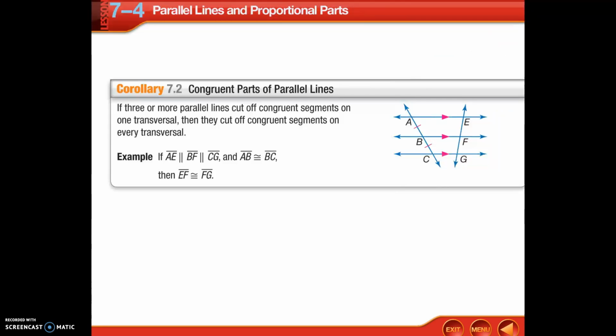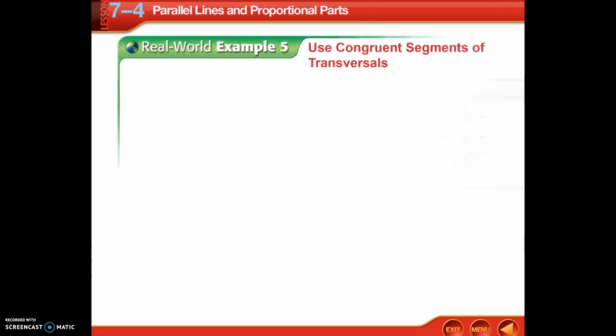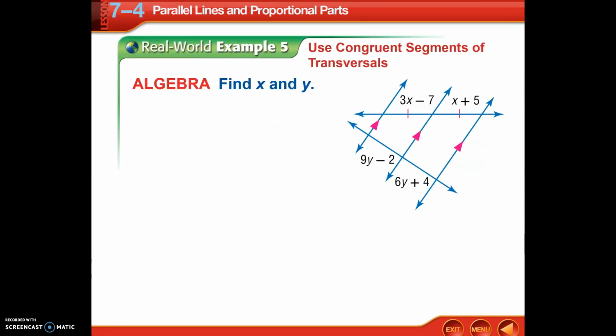And the last part is that if one side of the parallel lines, the transversal, is cut into even parts, then the other side would have to be too, because these again are 1 to 1. And we learned on the last part that if they're all parallel, these are cut proportionally. So AB is equal to BC, then EF is equal to FG. So we're going to use that to find x and y.